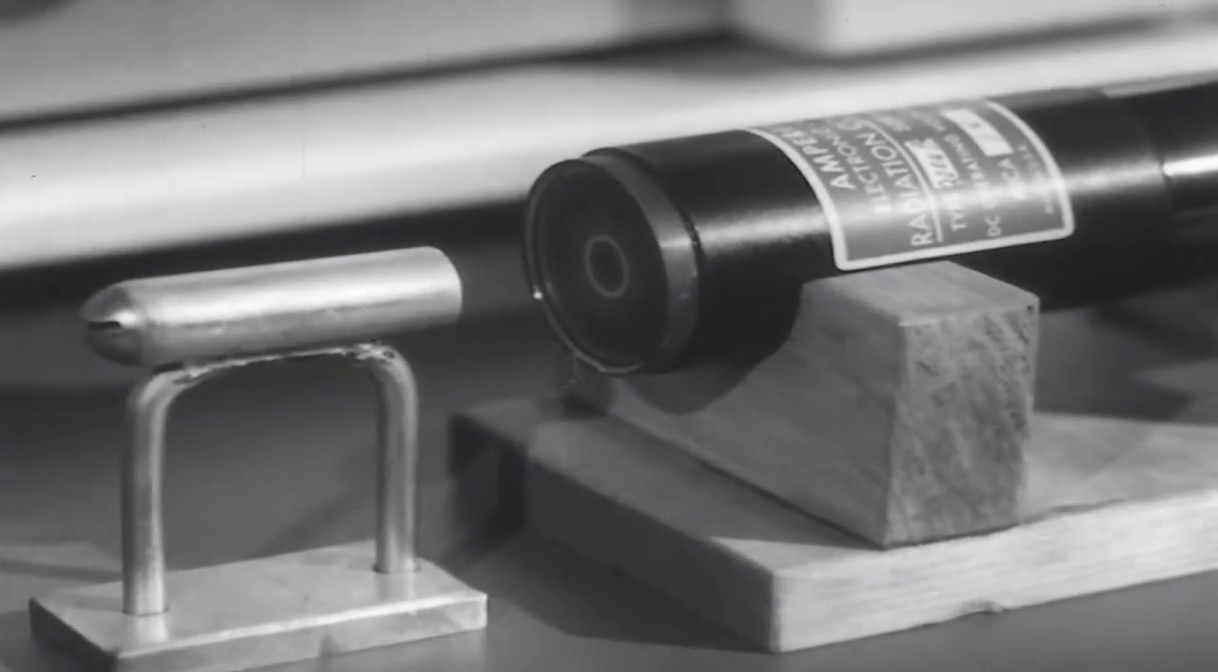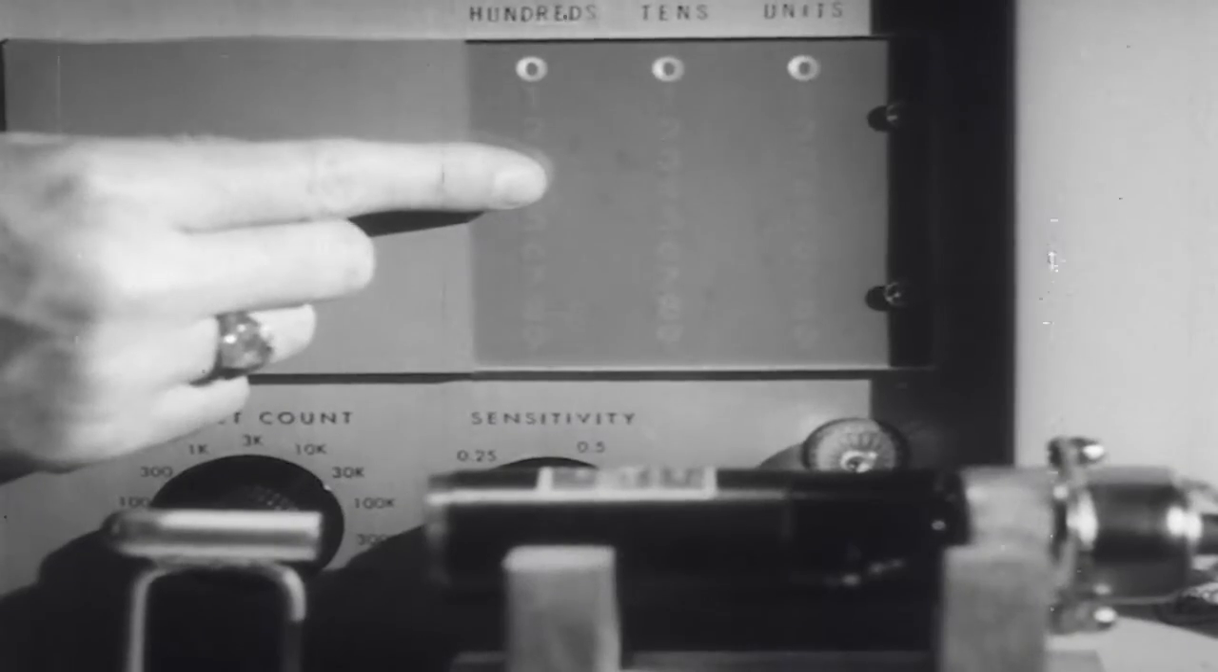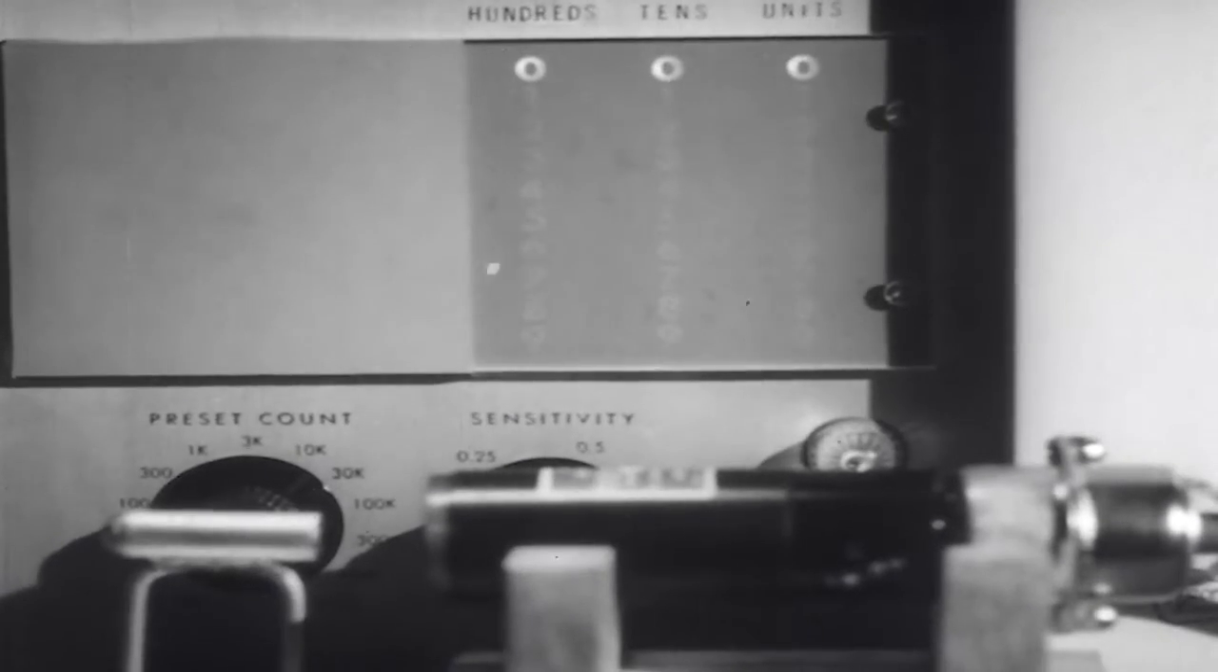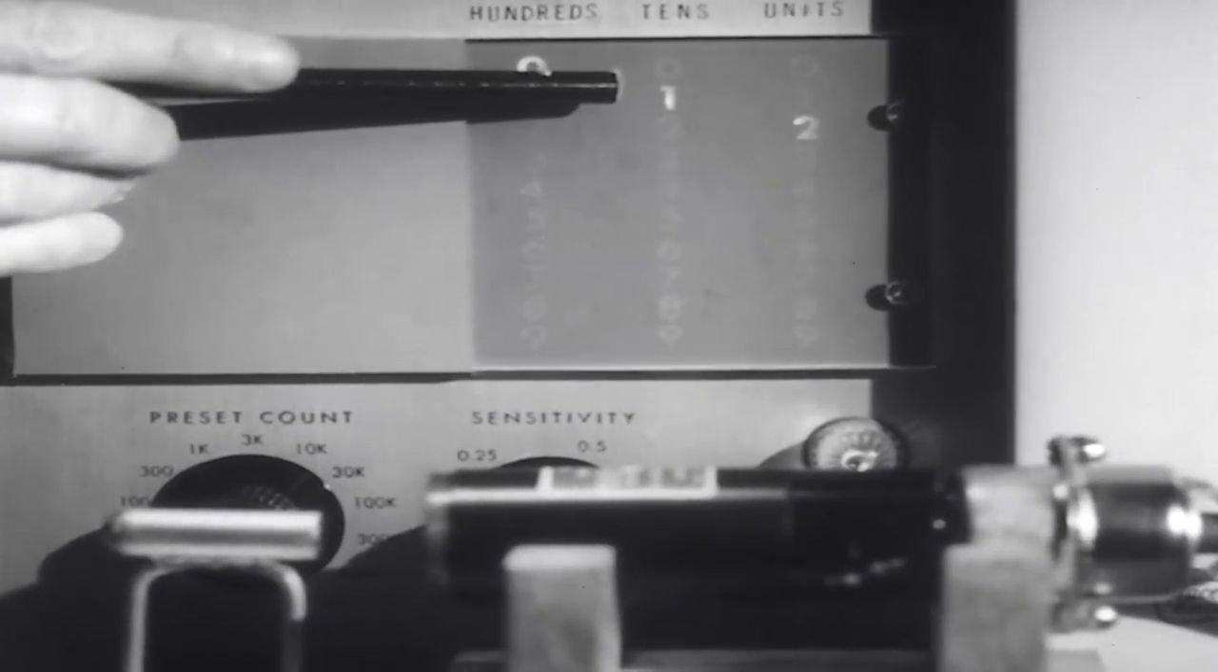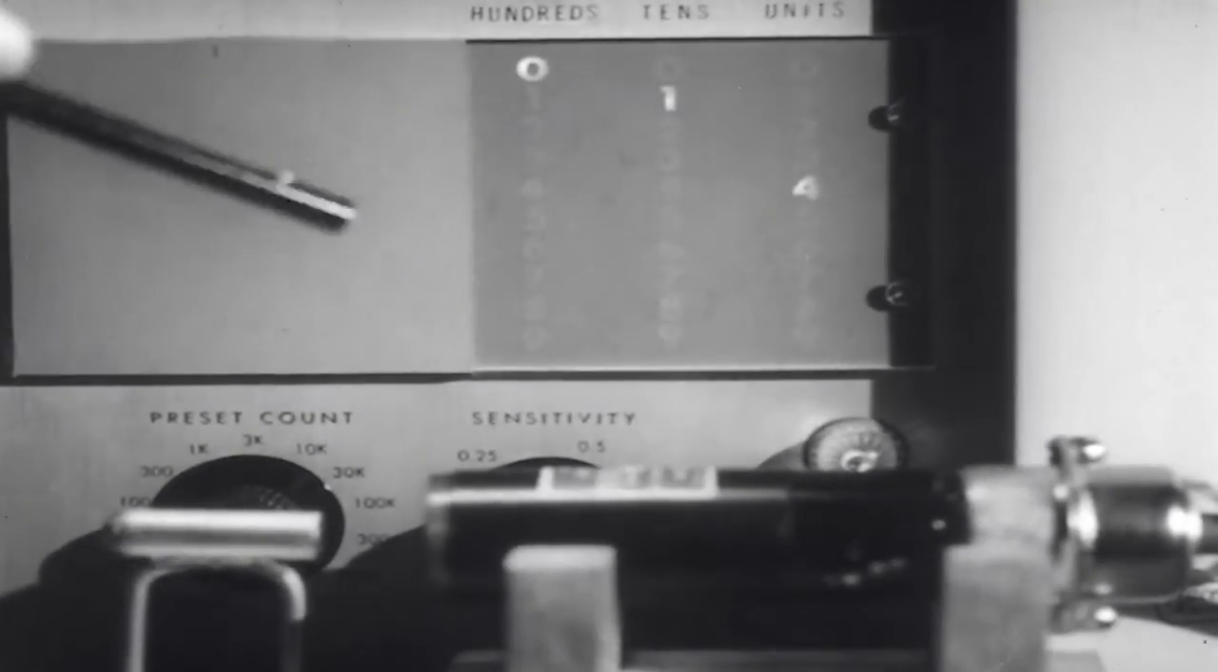It's a Geiger counter which displays the number of counts here. I'll start it. 1, 2, 3, 4, 5. As you can see, the time between counts is not predictable. When there are 10 counts, then a 1 comes up in the tens column and the unit column starts over.